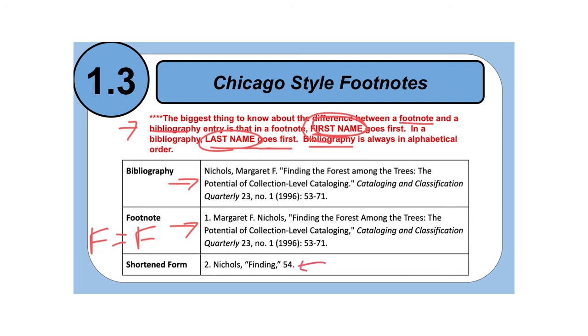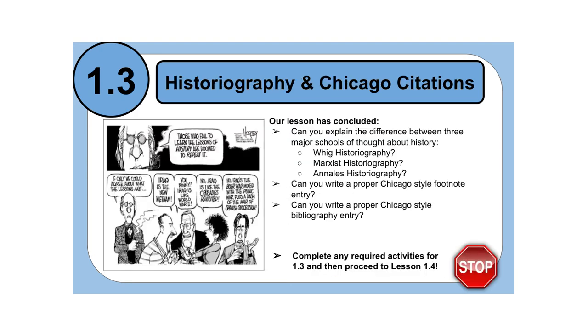We'll give you more information as we're developing writing throughout your time in IB history, so you'll learn more about the shortened form as we go along. So we have concluded Lesson 1.3, Historiography and Chicago Citations. So, can you explain the difference between the 3 major schools of history: Whig historiography, Marxist historiography, and analyst historiography? Can you write a proper Chicago-style footnote, and can you write a proper Chicago-style bibliography?